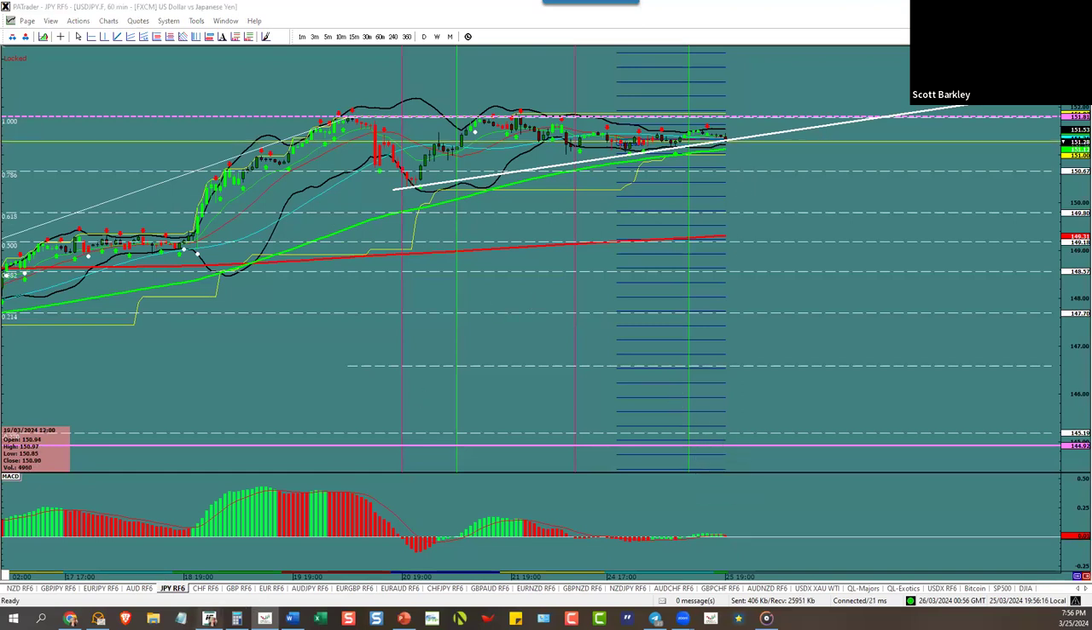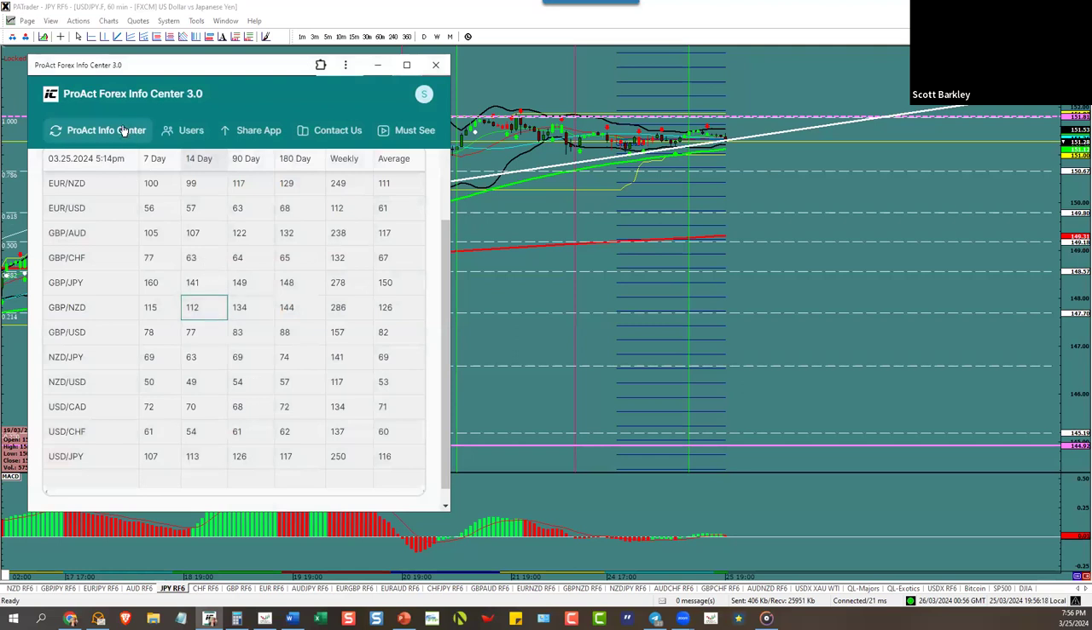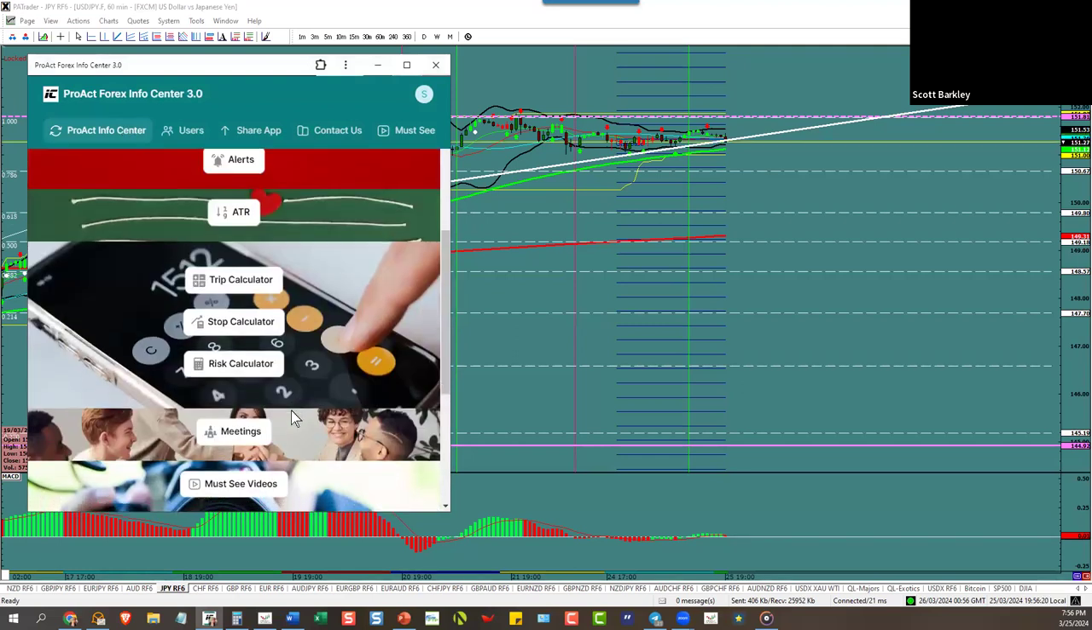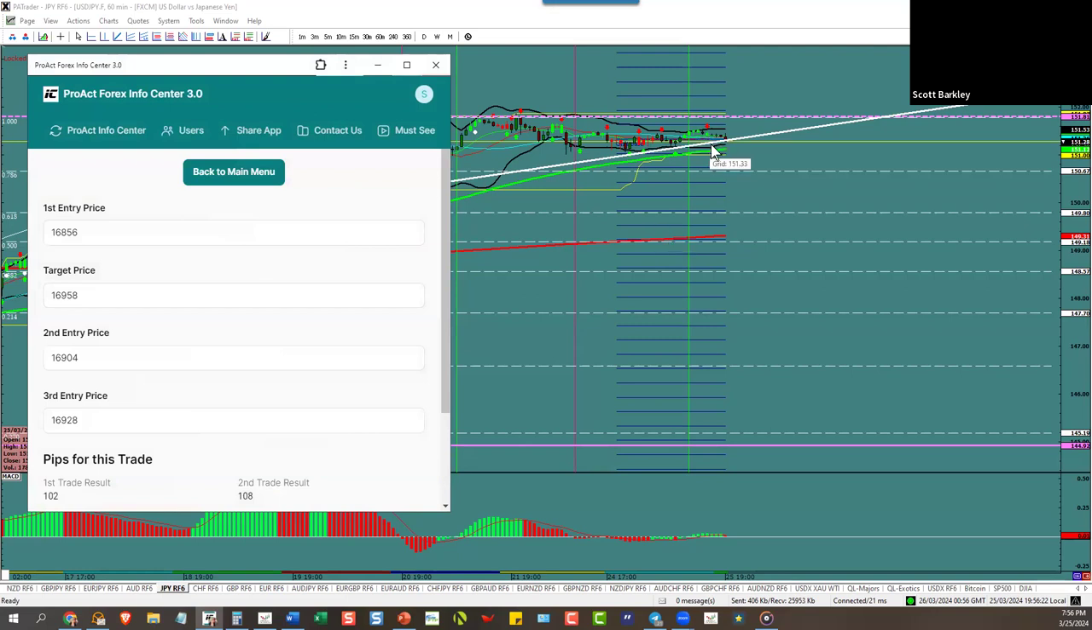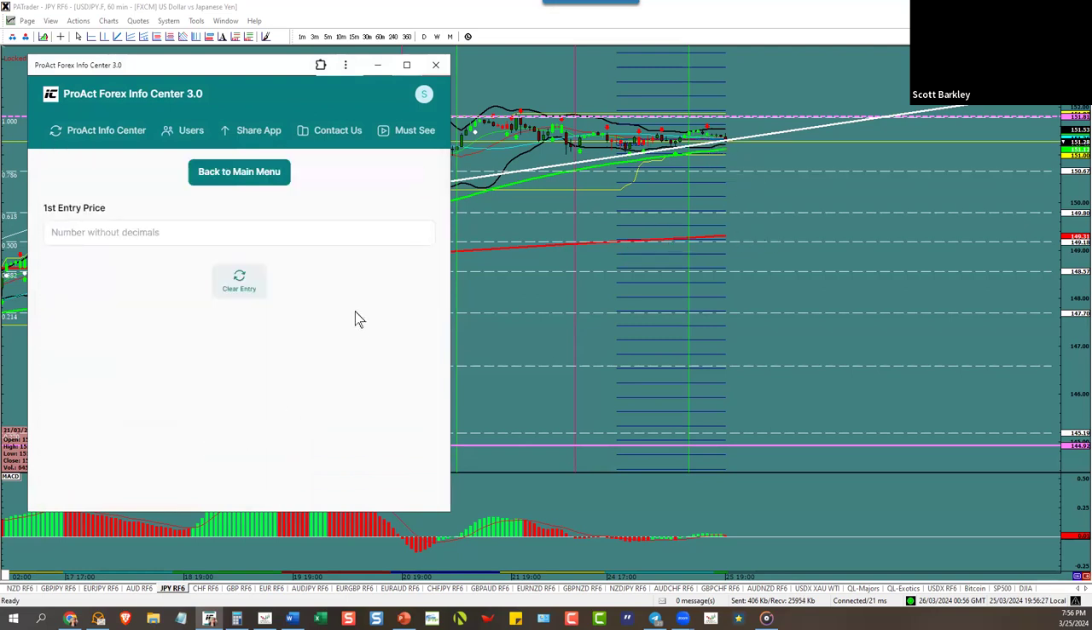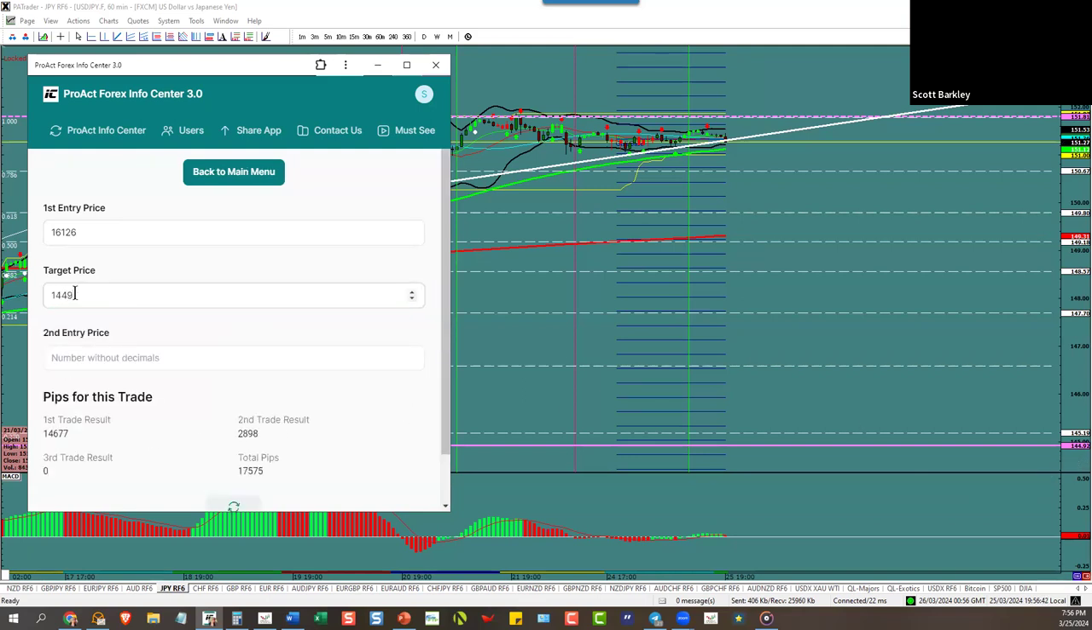Now, one of the things that we now have that can help us on this is a trip calculator, right? We can't put all these in, but we can put the three in. So let me clear this off. The first entry price is going to be 161.26, no decimal points. The target price is 144.92. The second entry is going to be the break of this fib at 150.67.